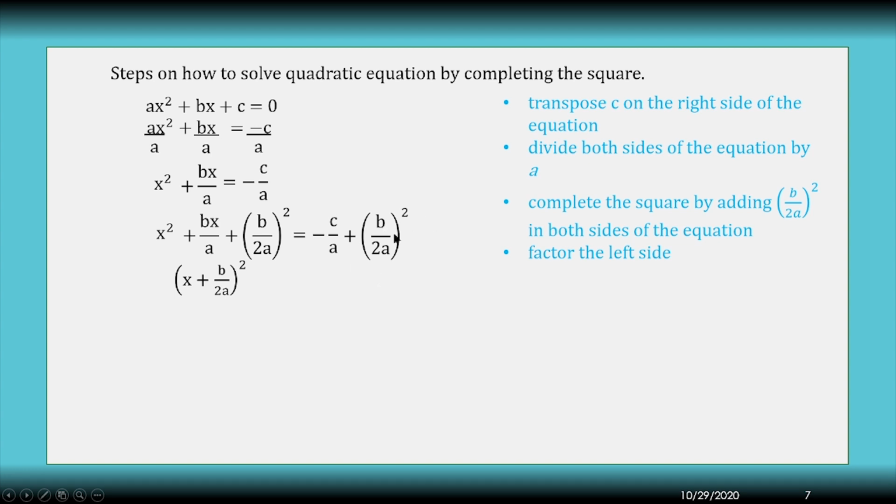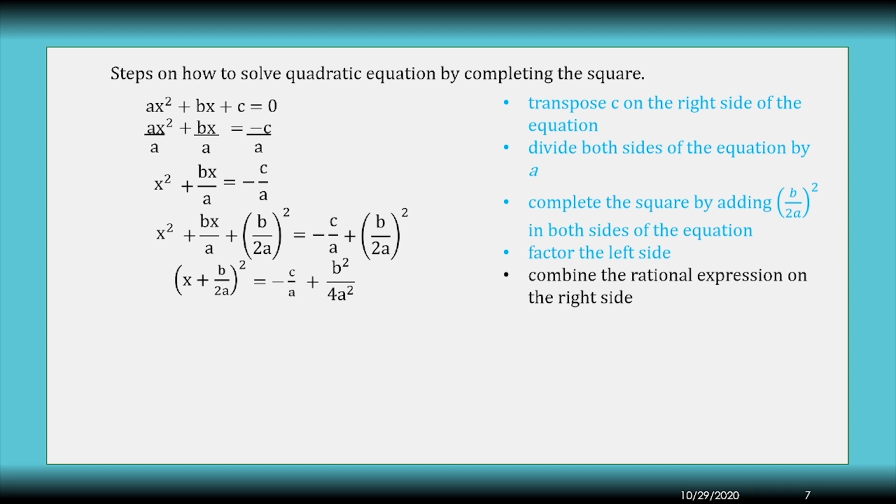Then, pwede natin i-simplify yung right side equation natin. So, negative c over a, it will become b squared all over 4a squared. Then, what will be the next step? Combine the rational expression on the right side. Okay? So, in this example, rational expression siya. So, we need to find the LCD.